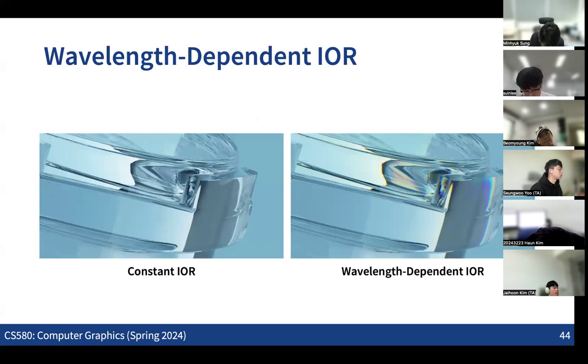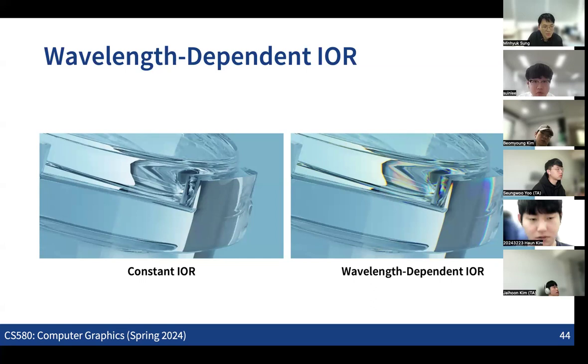So what we can typically see is that when you have a constant index of refraction, we're going to see this kind of rendered image. But if we apply some variance in the index of refraction depending on the wavelengths, then we're going to see that the color changes like this in the final rendered image. So these are basically how we determine the angle of the reflection and also the refraction, right?